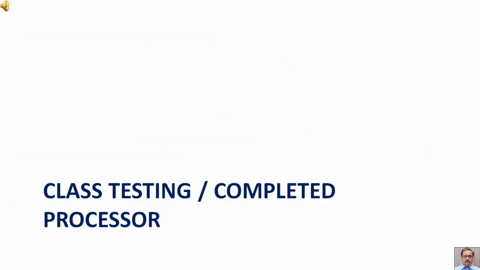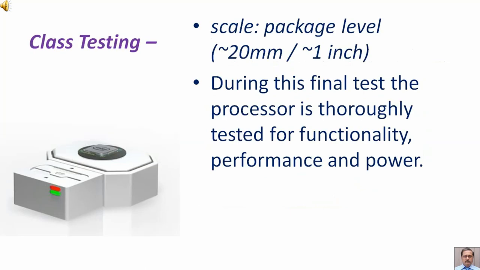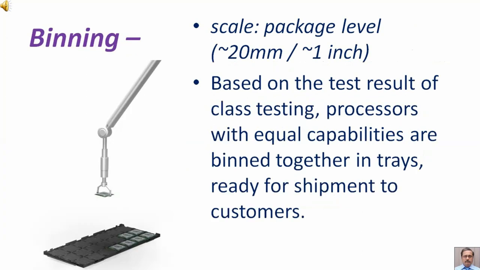Class testing / completed processor. Class testing. During this final test, the processor is thoroughly tested for functionality, performance, and power. Binning. Based on the test result of class testing, processors with equal capabilities are binned together in trays, ready for shipment to customers.